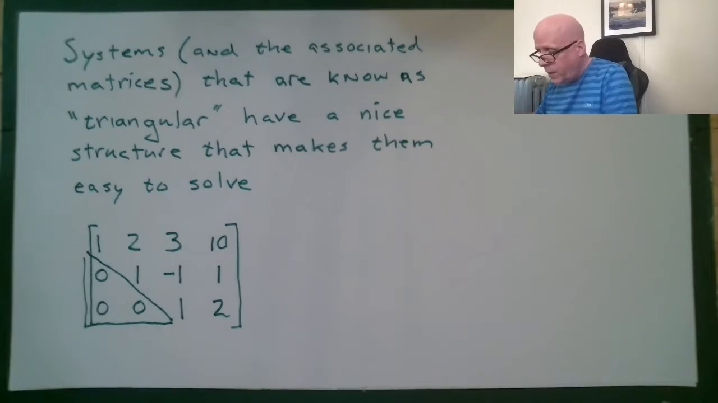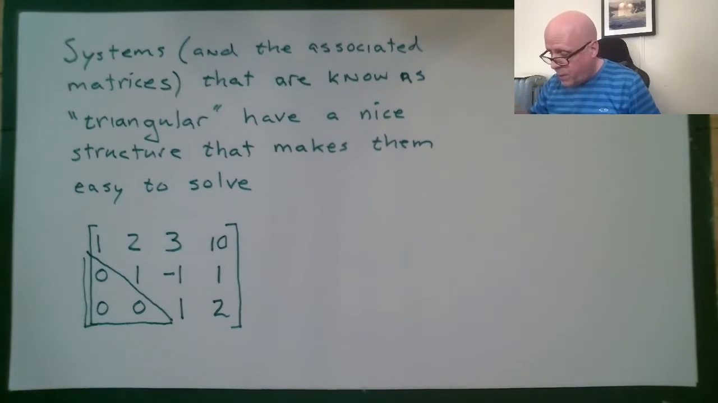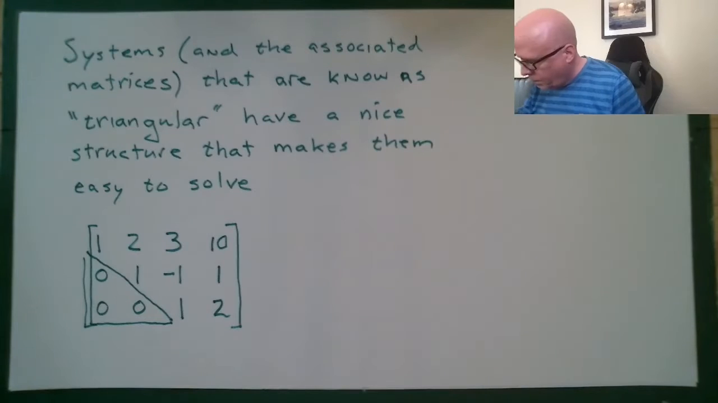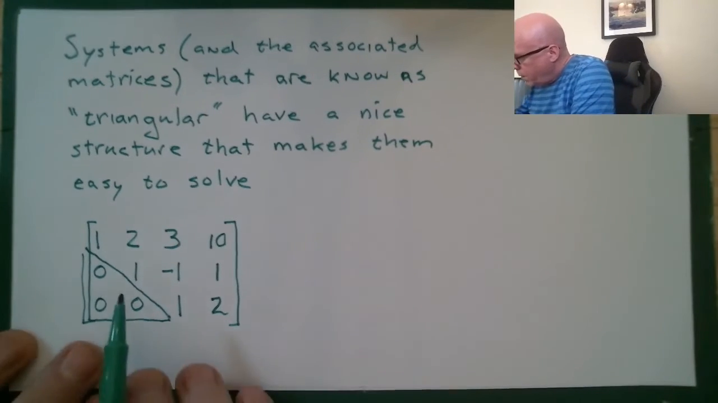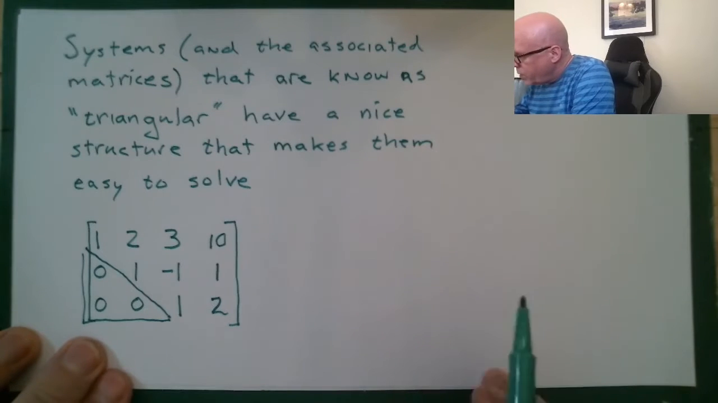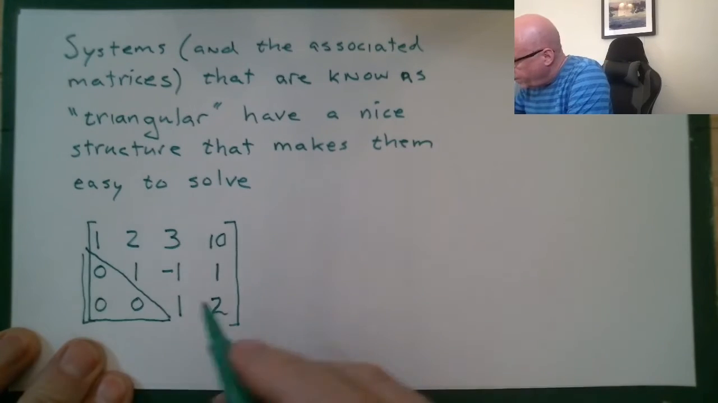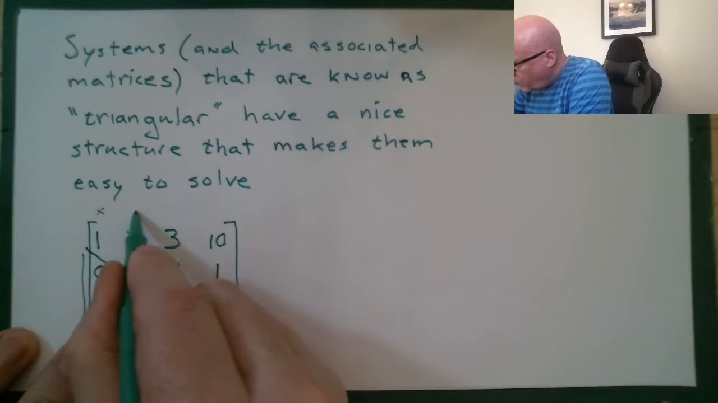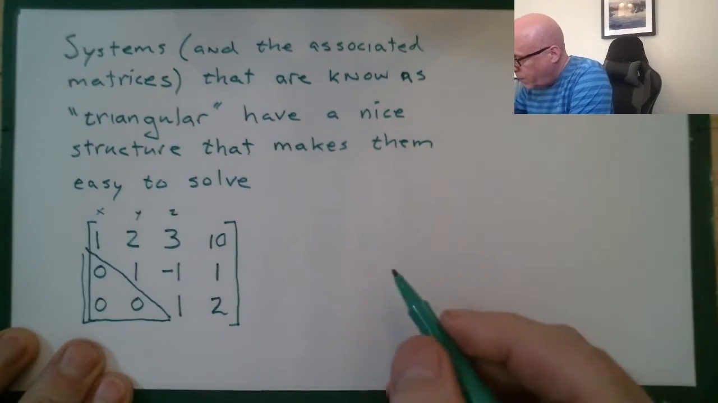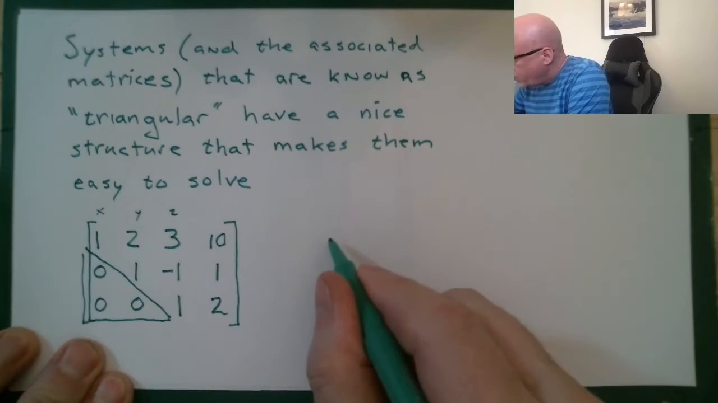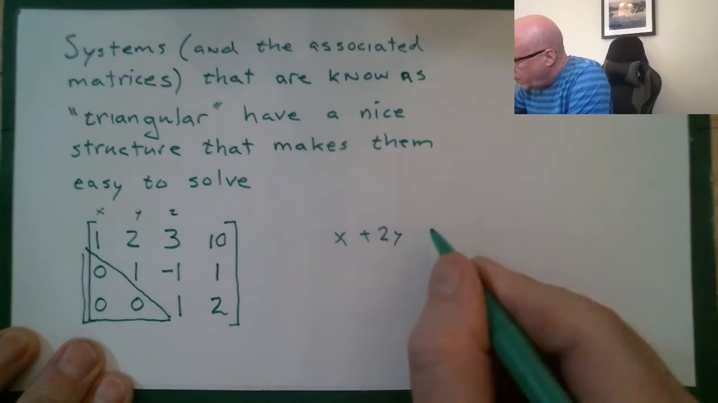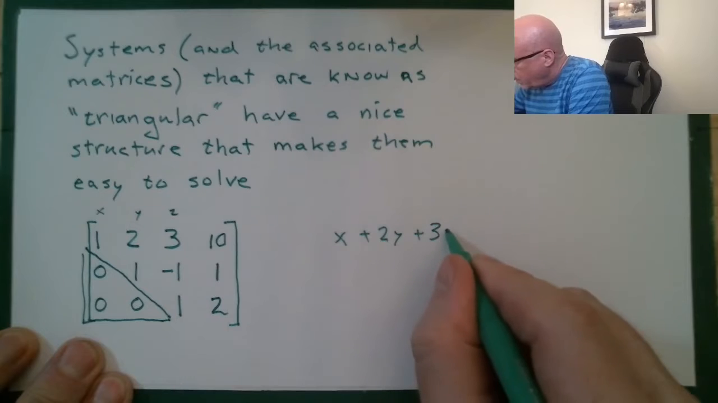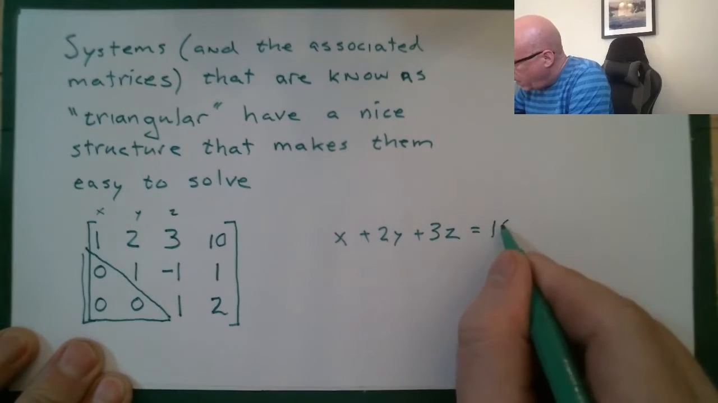Well, let's write it again as a system, so that we'll take it away from the matrix form and write it as a system. All right, so the version of this turned into a system of equations would be, let's use x, y, and z as the variable names. So the top row corresponds to the equation x plus 2y plus 3z equals 10.